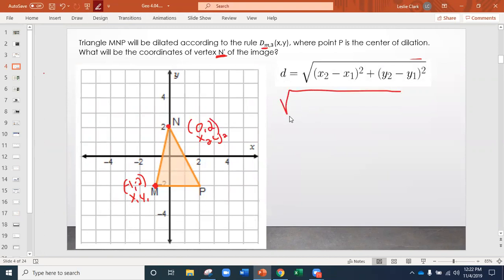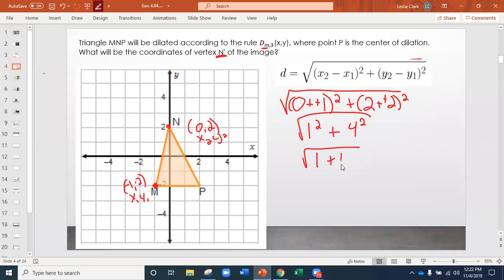So the square root of x2 is 0 minus x1, which is -1, squared plus y2, which is 2, minus y1, which is -2 squared. So do it in the parentheses first. Change it to addition. Change the sign of the second number. So this is 1 squared plus 4 squared. 1 squared is 1. And 4 squared is 16. So this is the square root of 17.